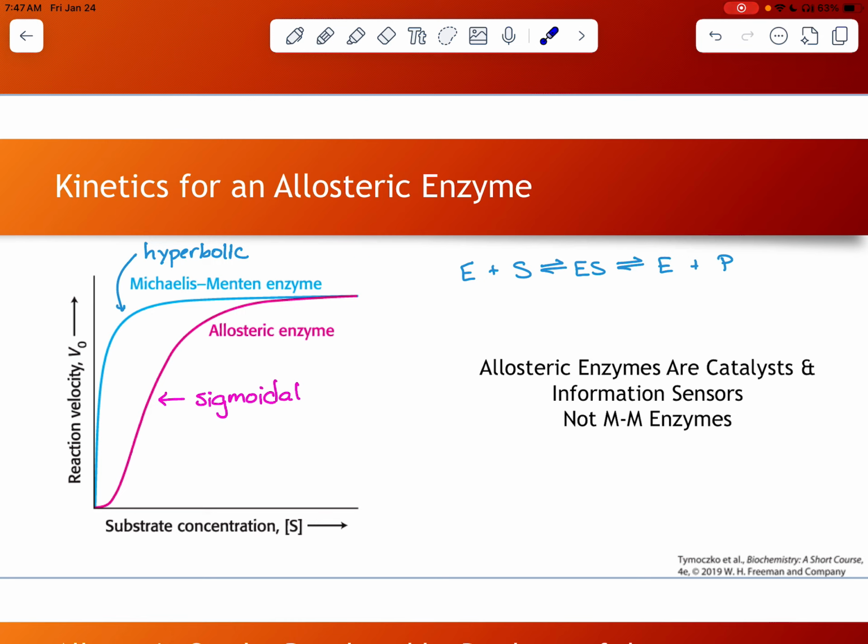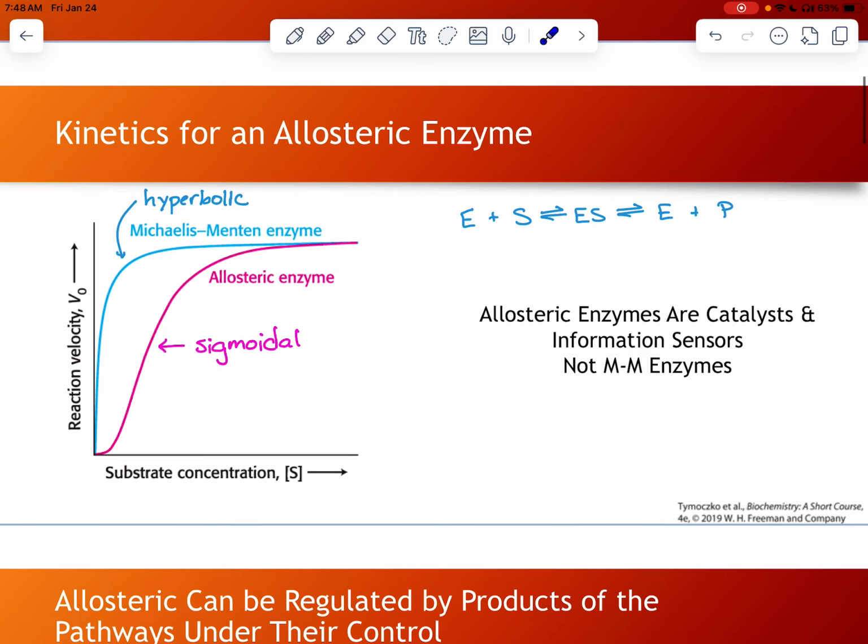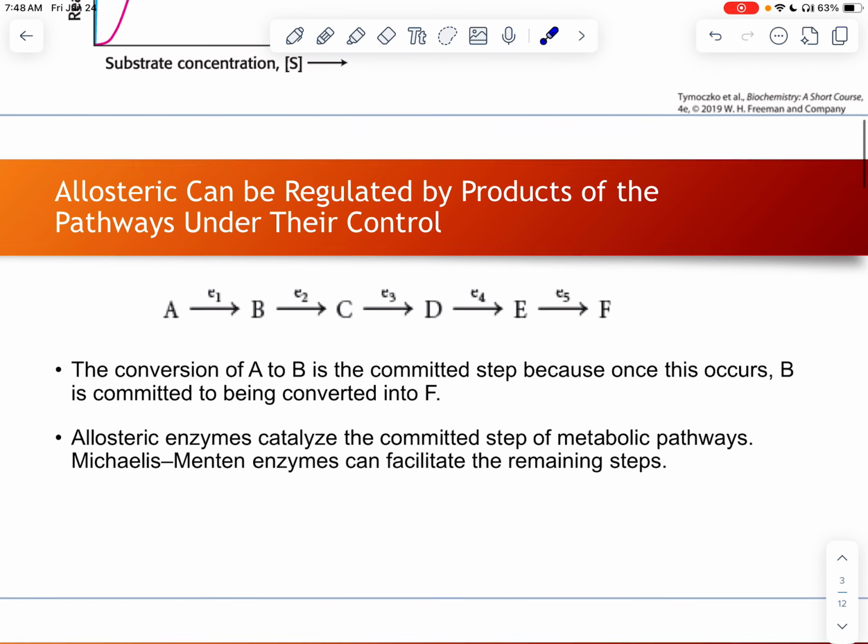It turns out that allosteric enzymes still work. We're still thinking about this basic idea of how an enzyme works, but they are also information sensors. And it turns out that what's happening is that there are other structural changes in the enzyme that affect the activity of the enzyme. So this affects the activity of the enzyme, but there are other structural changes that also affect it. So velocity is dependent upon something besides just the substrate concentration. Okay? So allosteric enzymes can be regulated by products.